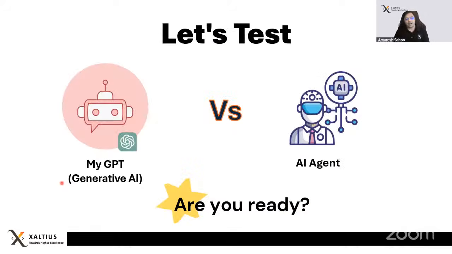So, enough of talk. Let's get into action. Let's do a test. We'll compare a Gen AI with an agentic AI and see what extra we have in store while we are doing so. Okay, are you ready? Let me know in the comment section if you're ready. Let's go ahead. Give me a second. Let me set it up for you.